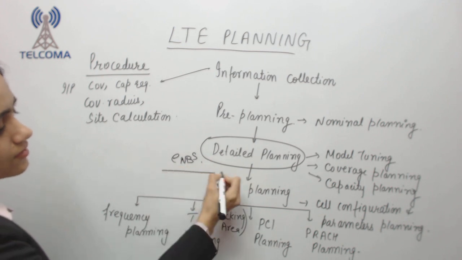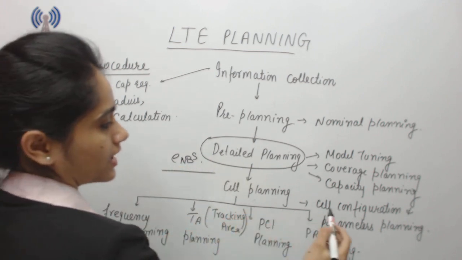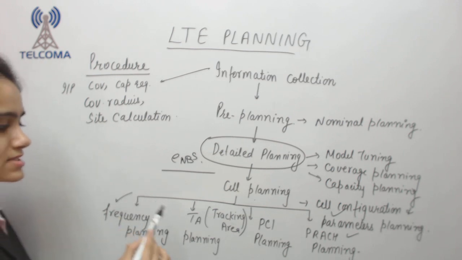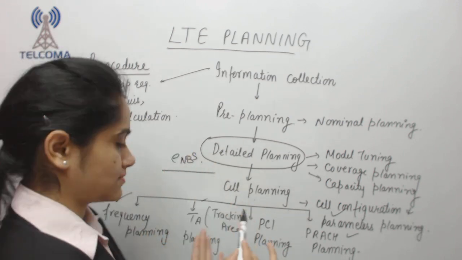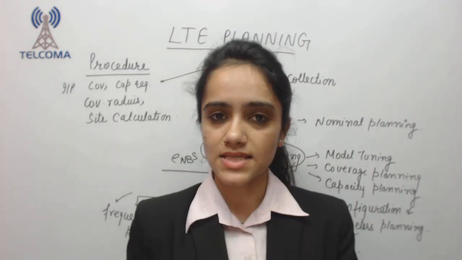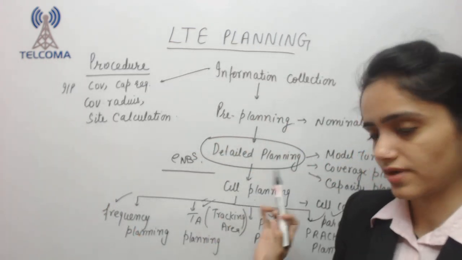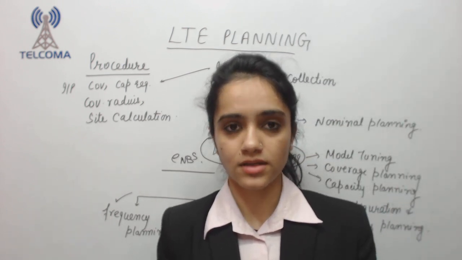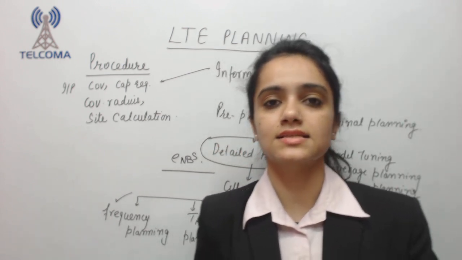And after this, we go to cell planning and we have to think of configurations and parameters. Then we can plan a frequency. We can divide the E node Bs as per the areas. We can allocate PCI and PRACH. PCI has values from 0 to 504, and PRACH also has values, and we need to allocate them to the cells. This is LTE cell planning.